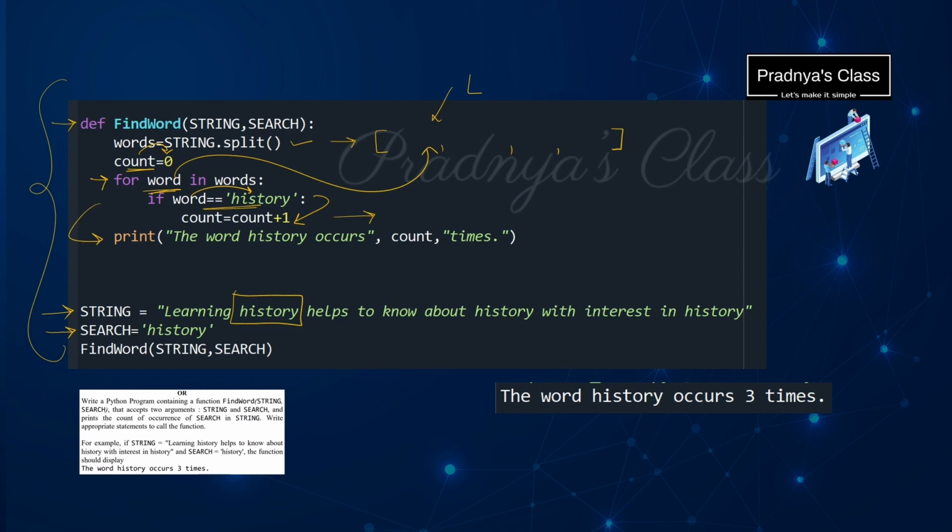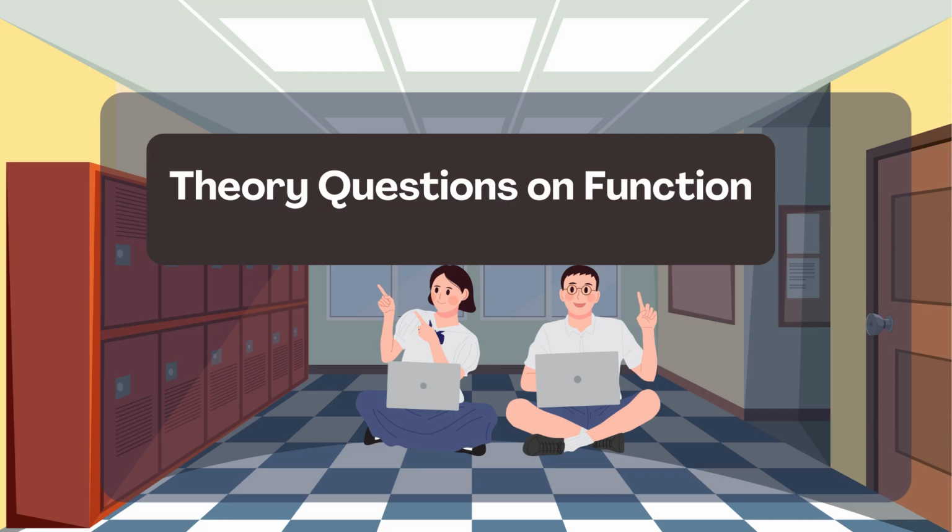Finally, we are printing it. We can return this value or you can directly print it here. So as mentioned, we are getting the output. The word history occurs 3 times. Whenever you need to work on the words of the string, use the split function and iterate over it. After iterating, you can apply the required condition.